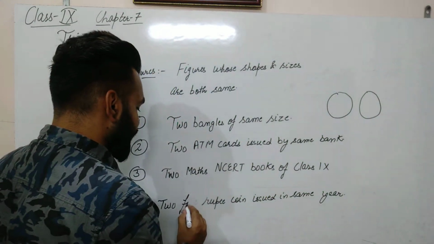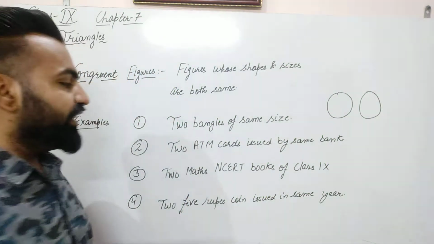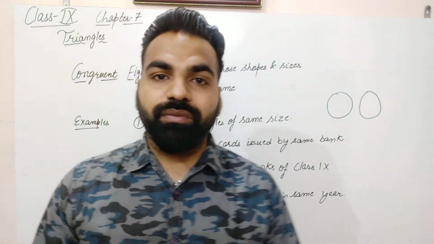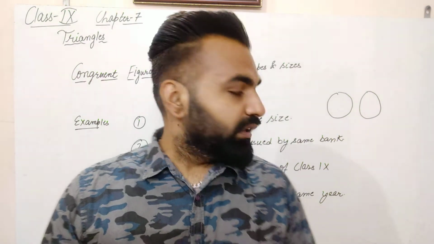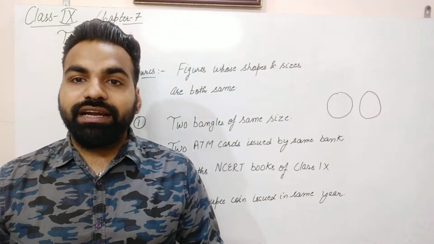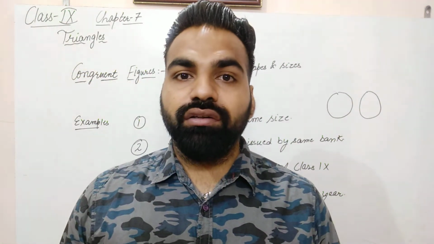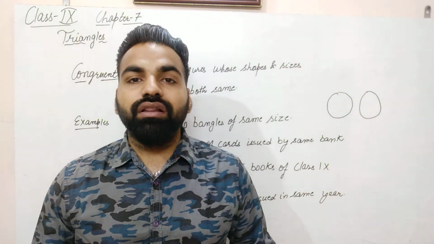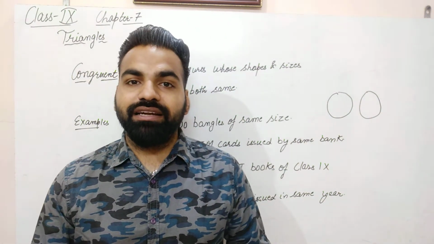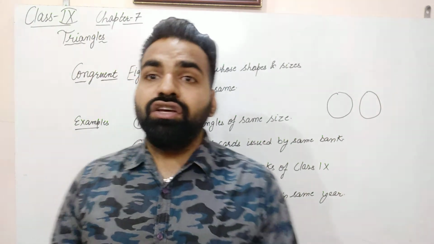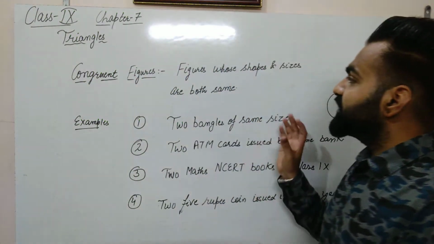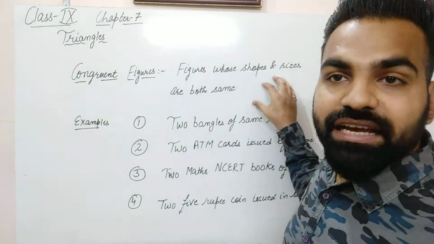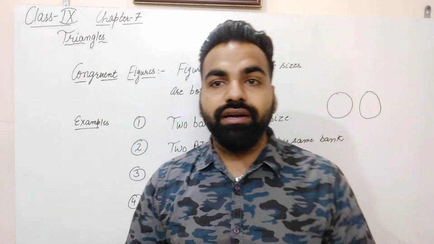Two 5 rupee coins issued in the same year. All the 5 rupee coins issued by the government of India are congruent. If we put one coin on another, they exactly fit each other. They are equal, the same in every aspect, that is shape and size. So all these figures which are exactly the same in shape and size are called congruent figures.